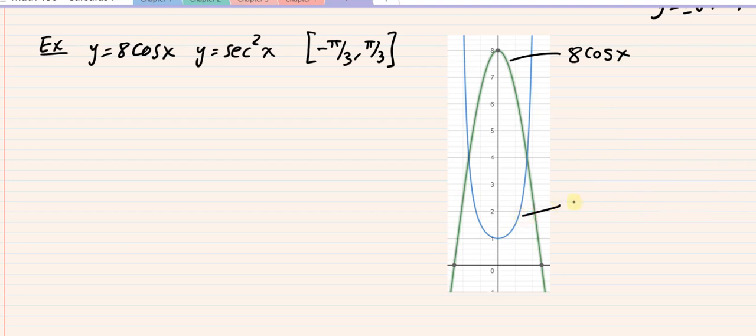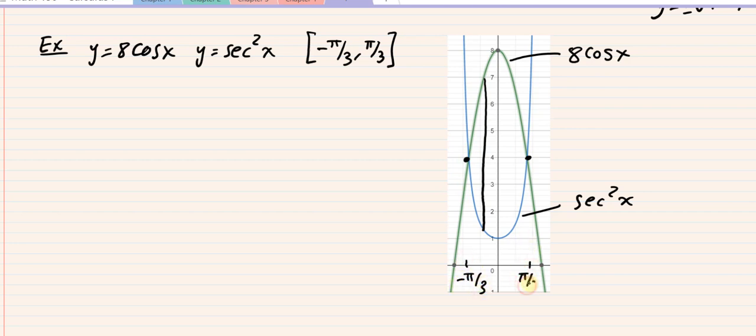And this one is secant squared x. Now, for this one, I'm just going to go with vertical rectangles. So a typical vertical rectangle could go from here down to here. And if you look over the entire domain, the point of intersection of the two, by the way, is where pi over 3 and negative pi over 3 are.